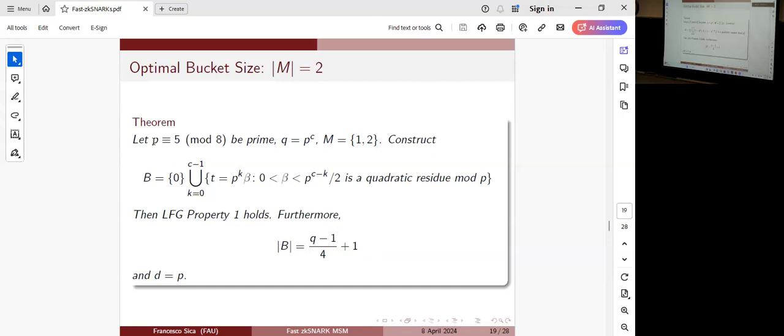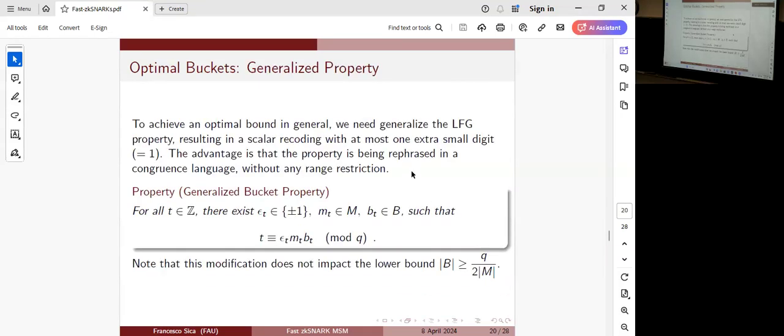Okay, and also we have that the size of B is exactly (Q minus 1) over 4 plus 1. Note that if P is congruent to 5 modulo 8, then it's congruent to 1 modulo 4, and then Q, a power of P, will also be congruent to 1 modulo 4. So this in fact is an integer. Q minus 1 over 4 is an integer. And also D is P. Okay, so even if this power can be pretty large, the distance between consecutive elements is at most P, so 5, say. If we take P equal 5, then it's at most 5. So that's good.